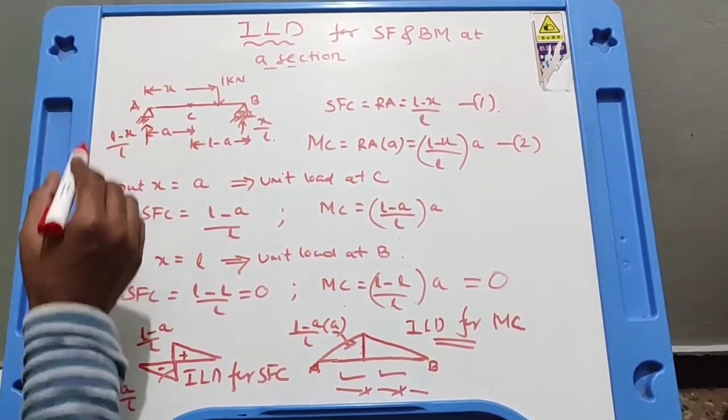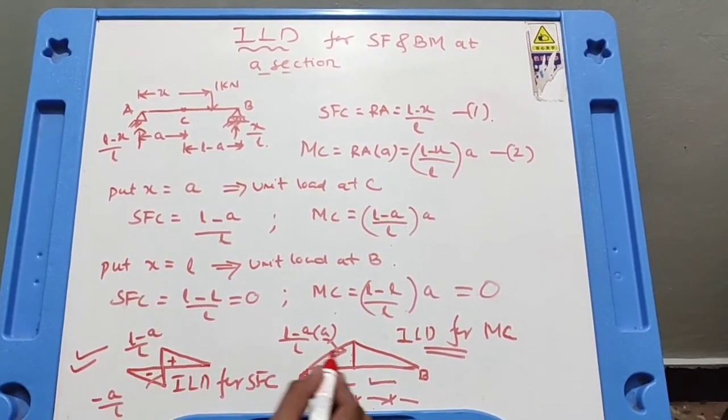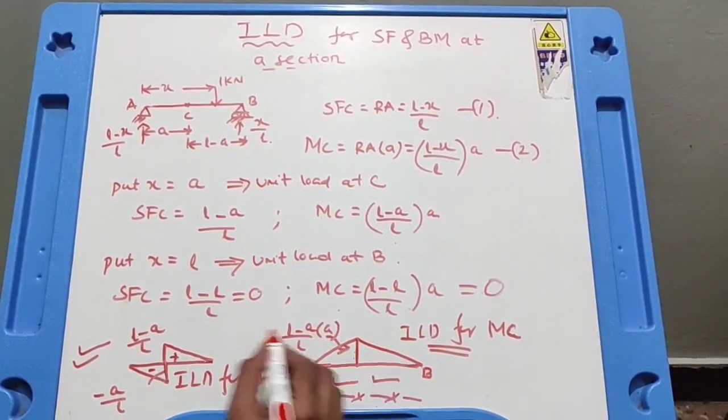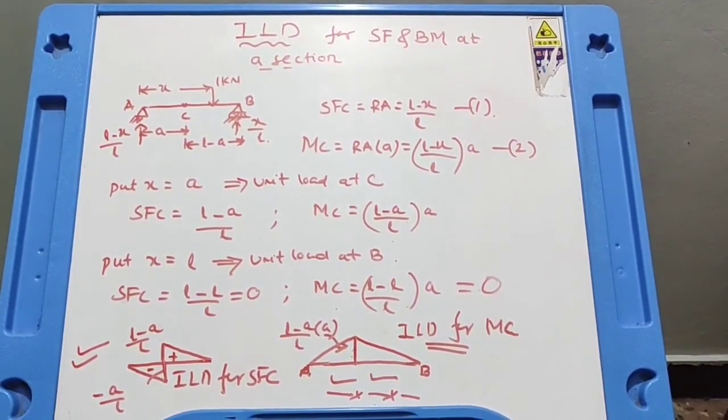So this is how to draw the influence line diagram for shear force at C and the influence line diagram for bending moment at C. I hope you have understood. I will pause here, and when we come in the next session, we will see further topics.